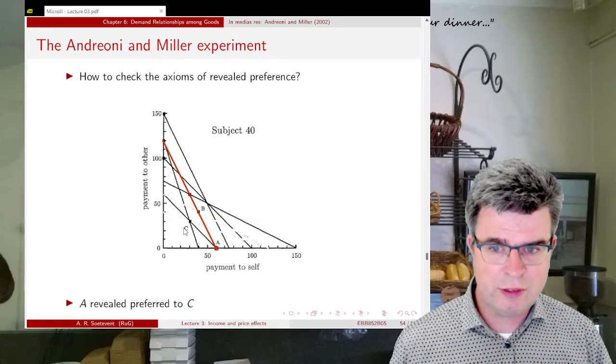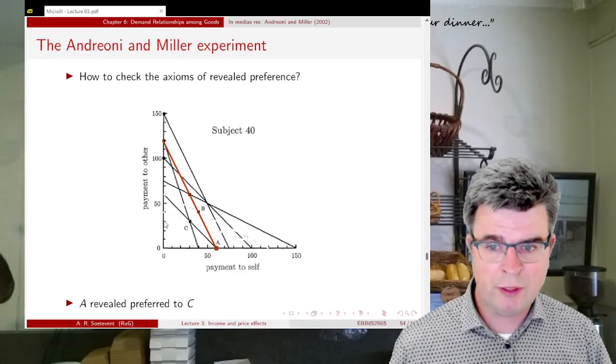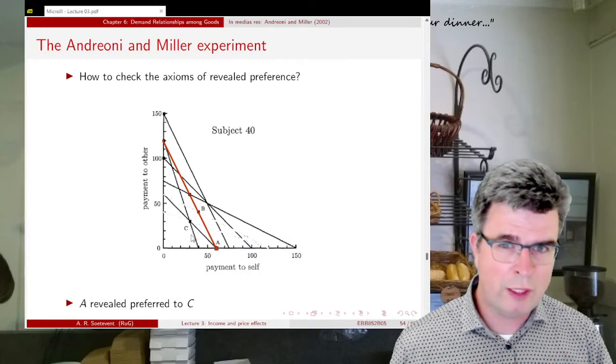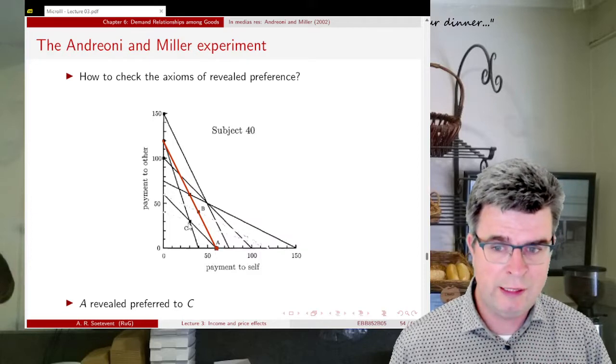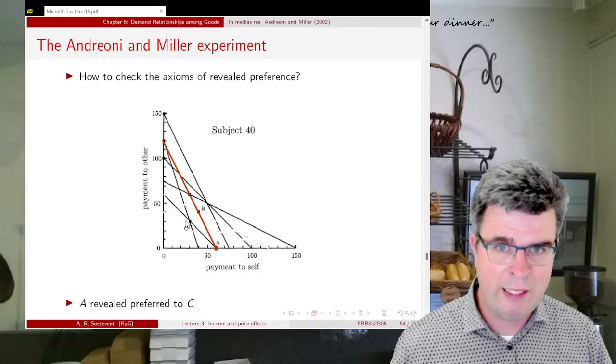Given this, it would also have been possible at a lower price to give away some of the tokens to the other subject, which would give that receiver also some money at a relatively low cost to himself. But he did not do it. He chose the combination A instead of C. So this choice reveals that he prefers bundle A to bundle C.